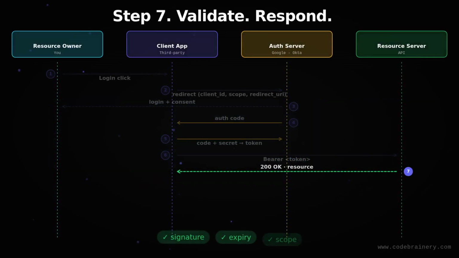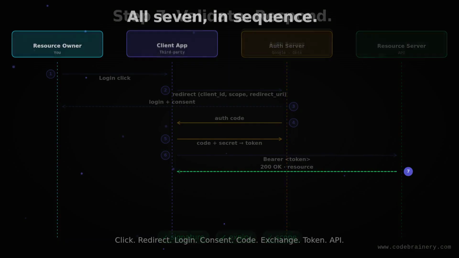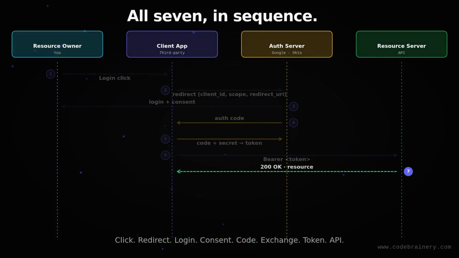Step 7. The resource server validates the token. Is it signed? Is it expired? Does it have the right scope? If yes, it returns the data. If no, 401. That's the loop. Click, redirect, login, consent, code, exchange, token, API. That's the entire dance.